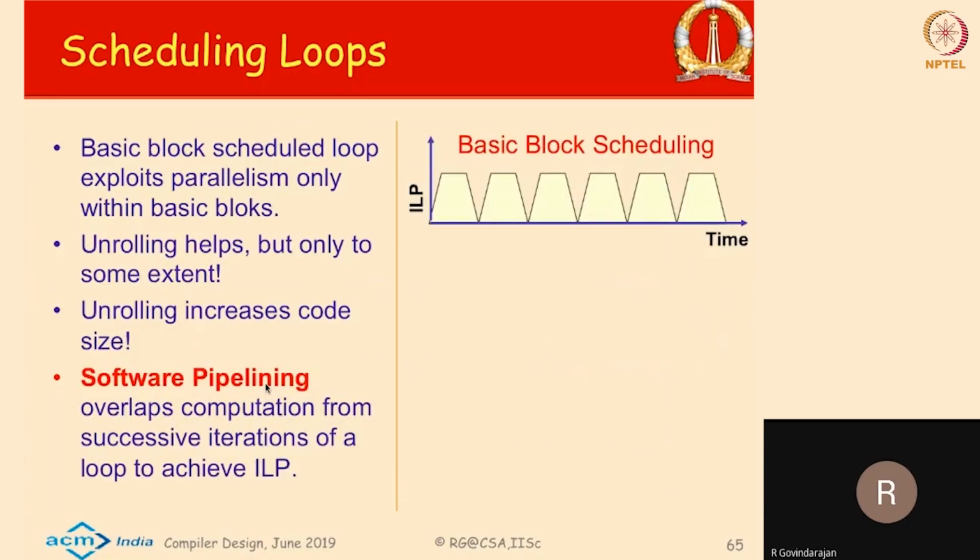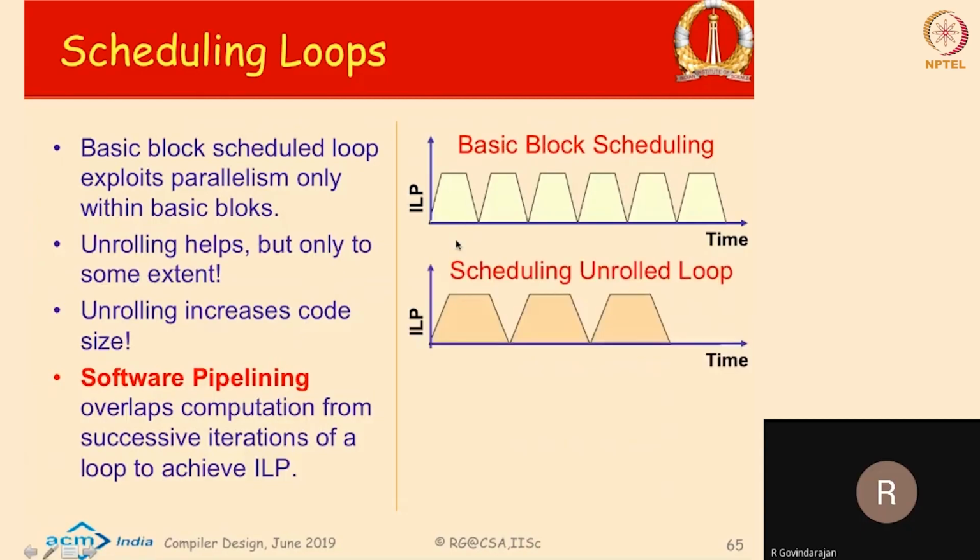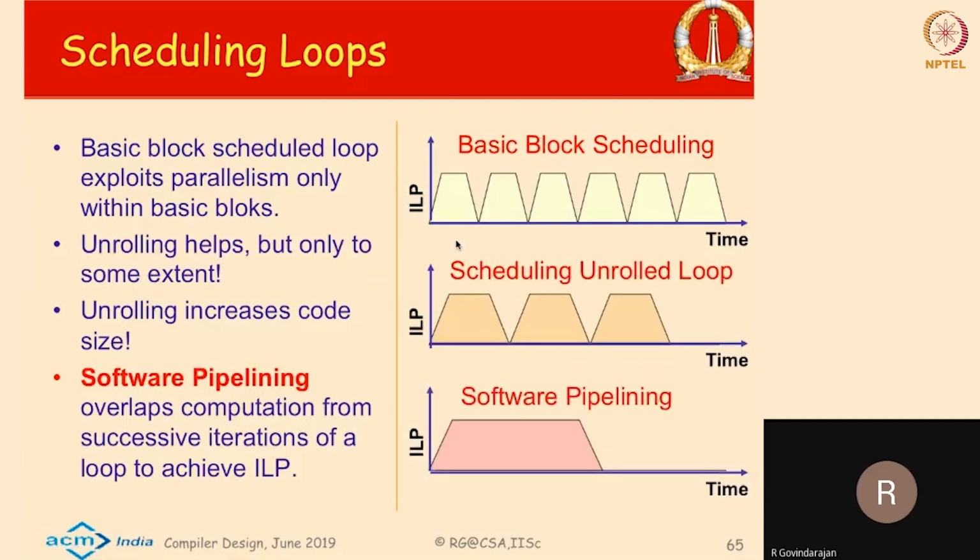If you do simply basic block scheduling, then for every iteration, there is a phase in which every iteration is limited by whatever instruction scheduling you can do. If you do unrolling and scheduling, you have something like this. Whereas if you do software pipelining, you should be able to get something like this.